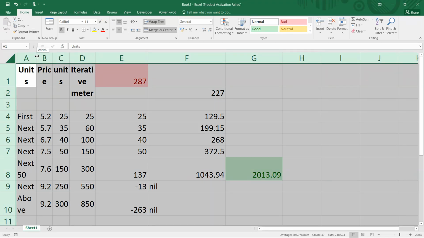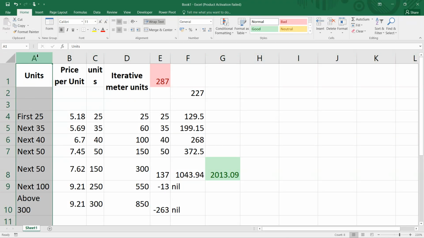This is pretty, the concept behind this particular Excel tutorial is pretty tough. Hope I am being able to clear it to you guys. Practice it on your own.